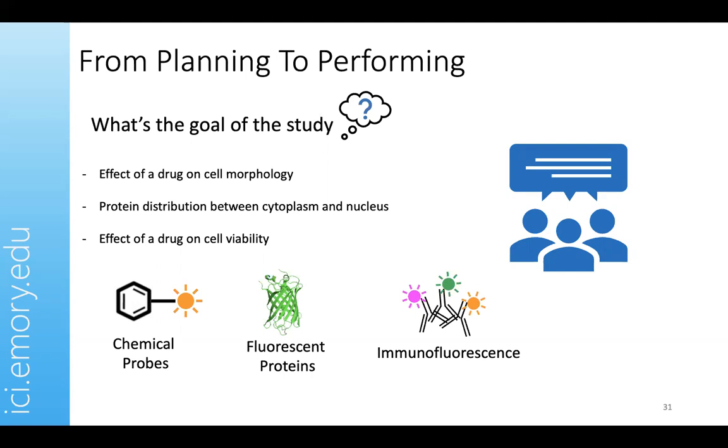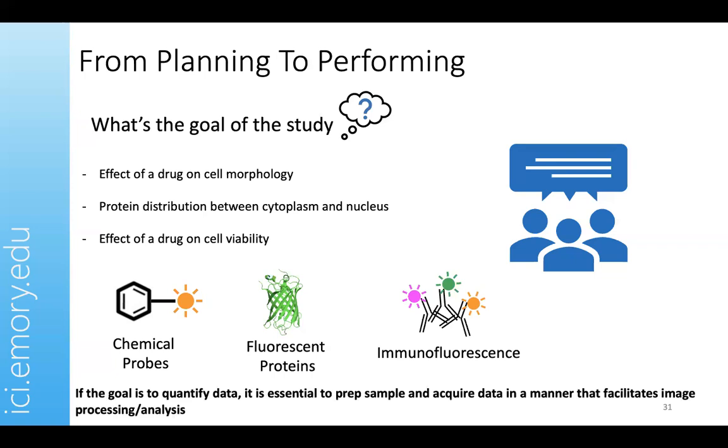So you will use either of these strategies to come up with an experiment plan, and you are going to execute your plan. So let's take, for example, each of these questions and try to divide into possible scenarios that might arise when you are thinking about an experiment or even executing that experiment on the microscope, okay? So again, if your goal is to quantify the data, it is really essential to prep your sample as well as to acquire data in a manner that facilitates image processing or analysis downstream of everything that you have done.